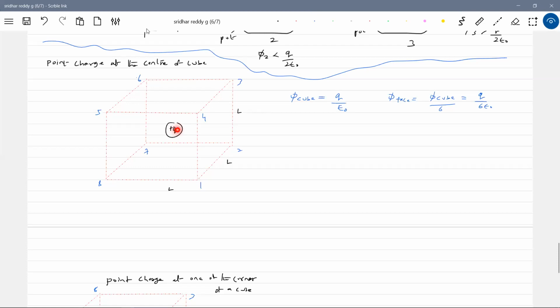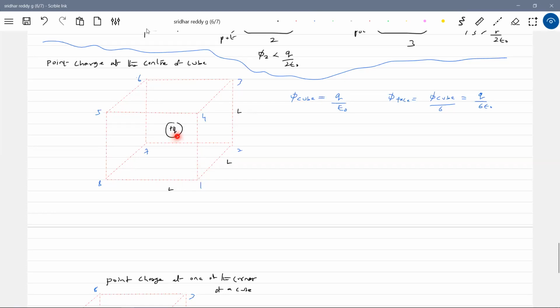Suppose, let me assume there are 60 lines of force. In that, 10 lines of force will link this face. Some 10 lines will pass through 3, 4, 5, 6. Another 10 lines will pass through 2, 3, 6, 7. Another 10 lines will pass through 5, 6, 7, 8. Another 10 lines will pass through 1, 4, 5, 8. Another 10 lines will pass through 1, 2, 7, 8.